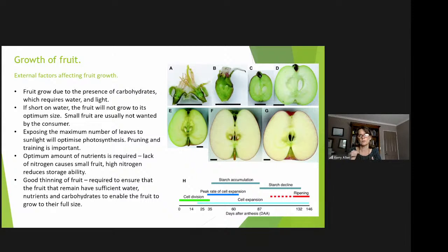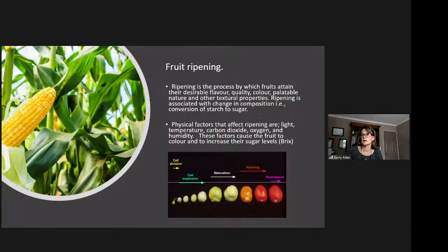They will stop growing if they don't get enough nutrients, carbohydrates, nitrogen, etc. So we need to optimize that as much as possible. And now lastly, moving into fruit ripening, we need to be able to get that fruit to ripen.